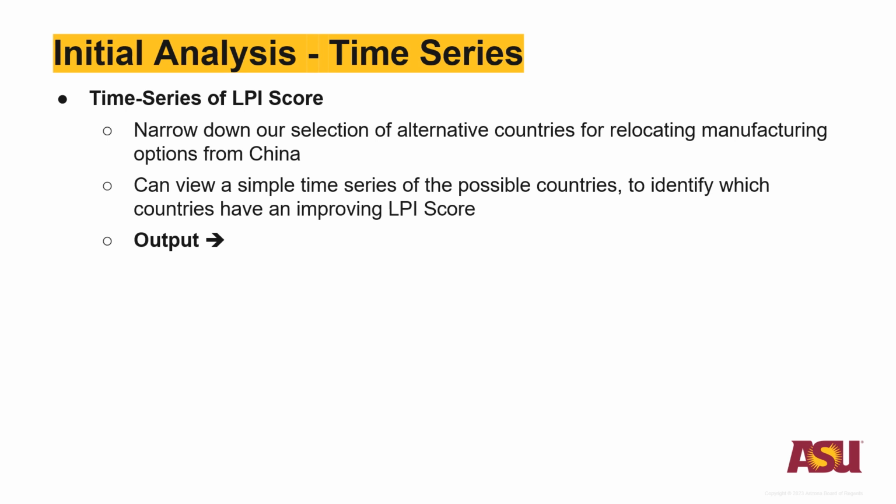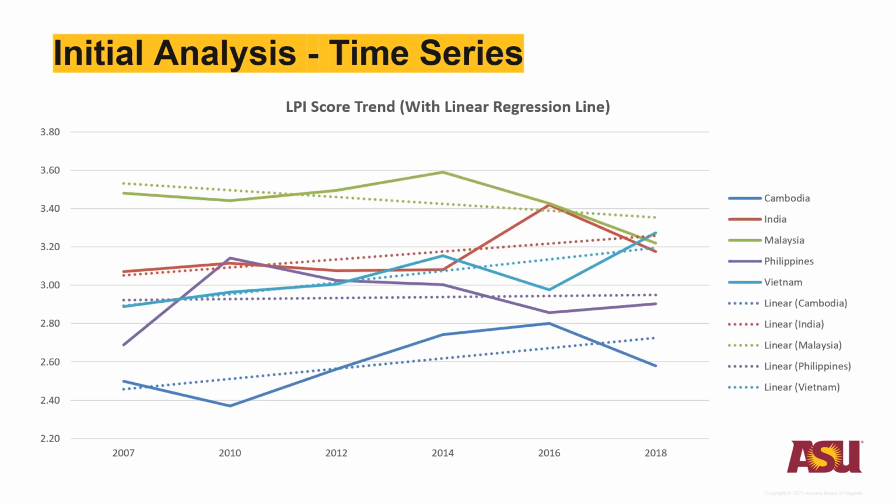To inform our decision regarding potential alternative countries to China, we incorporated a time chart illustrating LPI scores over time for 5 countries within the same region as China. This visual aid was chosen because it tracked changes in LPI scores over time. This helped us identify potential candidates for further analysis.